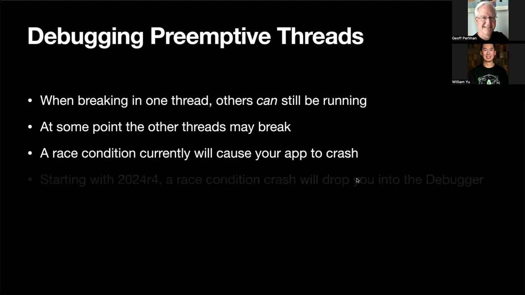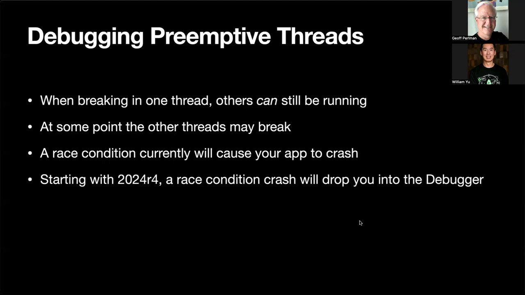Now, the good news is that in the next release, in 2024 R4, a race condition crash will actually drop you into the debugger, assuming you're running from the IDE, obviously. And one other thing I want to mention is that when you're running preemptive threads from the IDE, William, correct me if I'm wrong, but I'm pretty sure that they run as cooperative threads in the IDE. So if you're really trying to fully test your code with preemptive threads, you really need to build and test the built version.